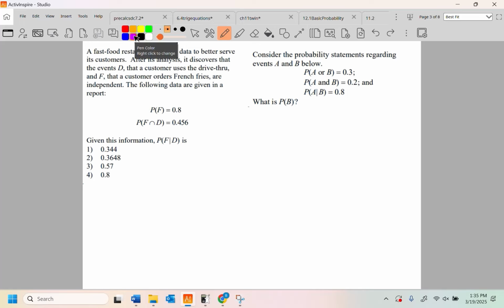All right, so a fast food restaurant analyzes data to better serve its customers. After its analysis, it discovers that the events D, that a customer uses the drive-through, and F, that a customer orders French fries, are independent. All right, the following data are given in a report. Now, if two events are independent events, they do not influence each other.